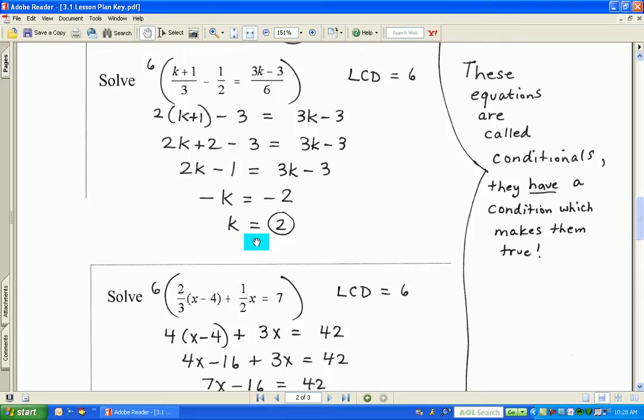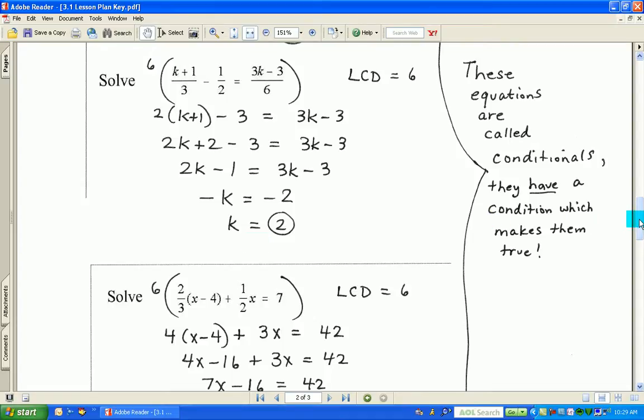So the number 2 is called the solution of this equation. The set with the number 2 in it would be called the solution set. And this equation is referred to as a conditional because it has a finite number of answers. In other words, you can count how many answers you have. I have one answer. That is called a conditional.